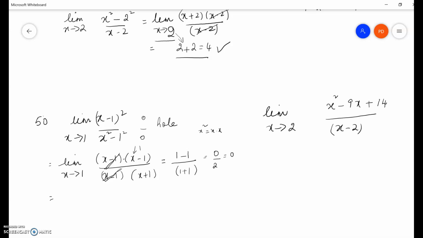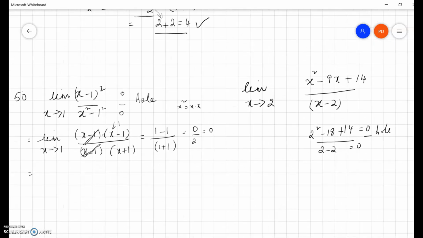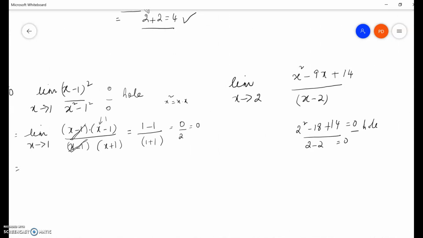Now look at this one. Plug in a 2, you get 2 squared minus 18 plus 14, so that's equal to 0. In the denominator we have 2 minus 2, which is equal to 0. So 0 over 0 tells us there's a hole in the graph. If there is a hole, we should be able to find the limit by factoring and then cancelling, just like the previous problem. So when we factor the expression, we'd have to find factors of 14.